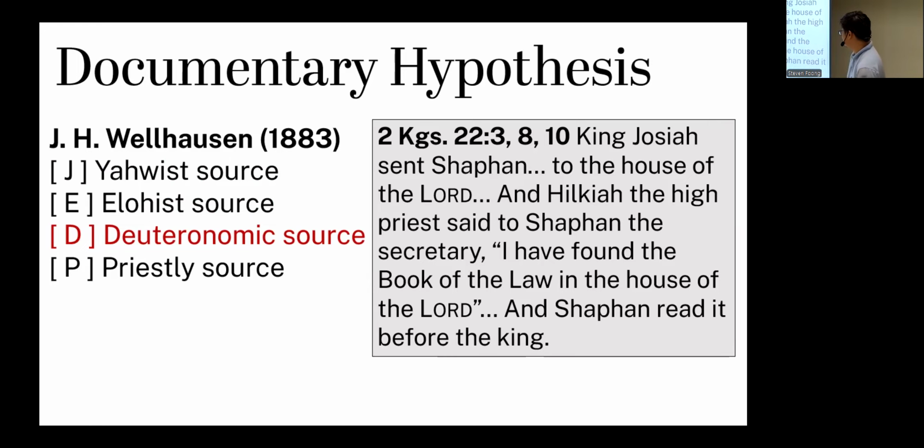Hilkiah, the high priest, was to give money to the temple to do renovation, right? So they were doing the renovation, and Hilkiah, the high priest, said to Shaphan, the secretary, in the midst of doing the renovation, I have found the book of the Torah. And they found the book of the Torah in the house of Yahweh. And then Shaphan brought it and read it before the king, and the king heard it. He repented, and then he did the Josiah reforms, right? Which basically tore down the idols and so on and so forth.